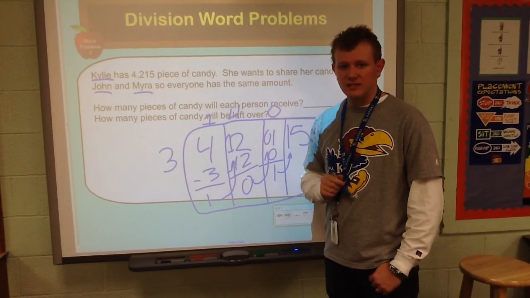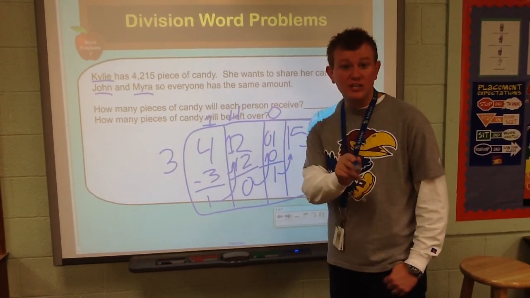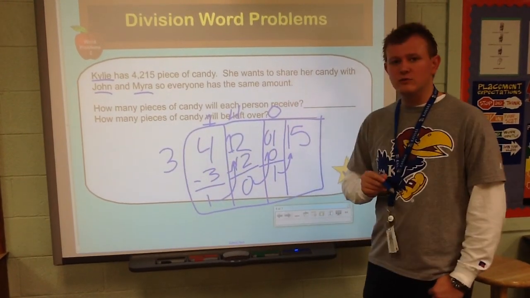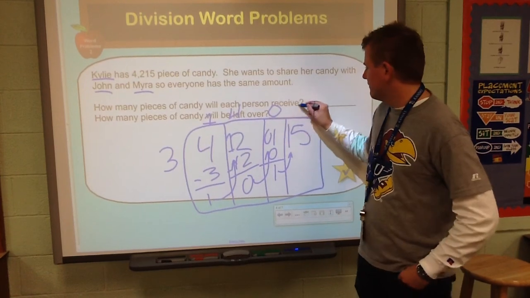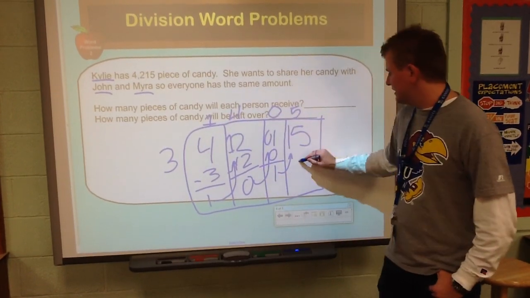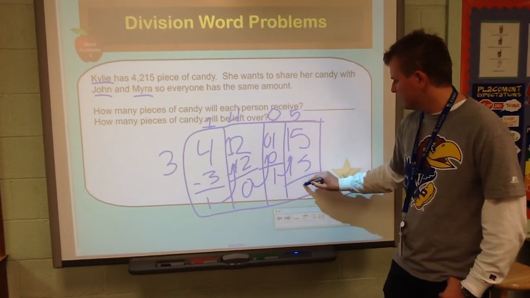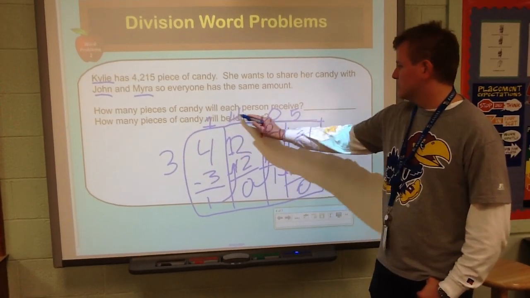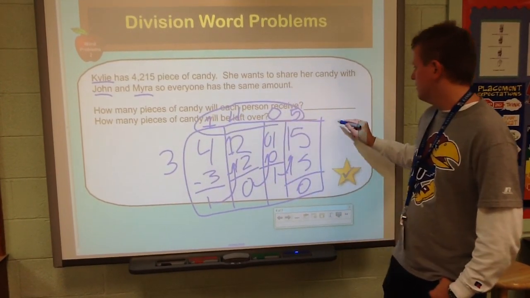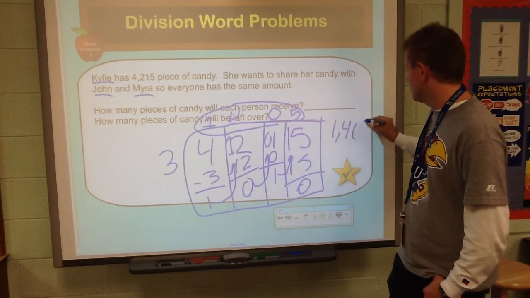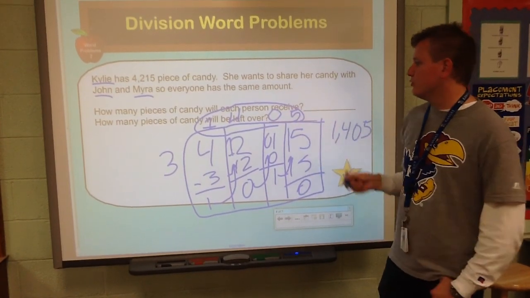I'm a math facts person. I love math facts. I love multiplication facts. And you need to know them. 3 times what equals 15? It's math fact 5, okay? 5. 5 times 3 is 15. 15 minus 15 is 0. So my answer, which is up top, 1,405. So how many pieces will each person receive?